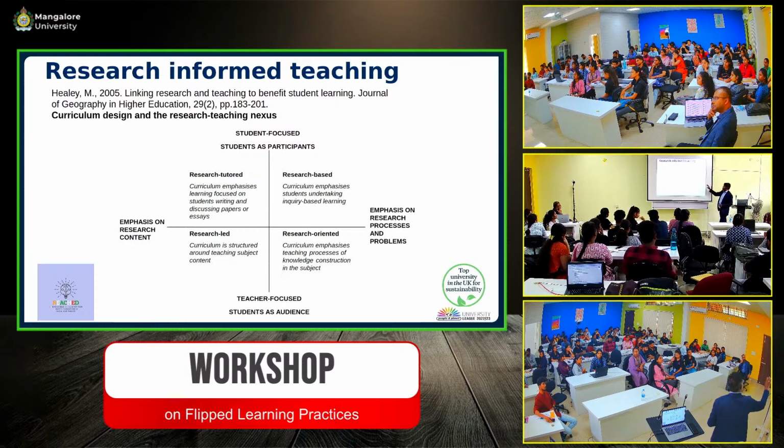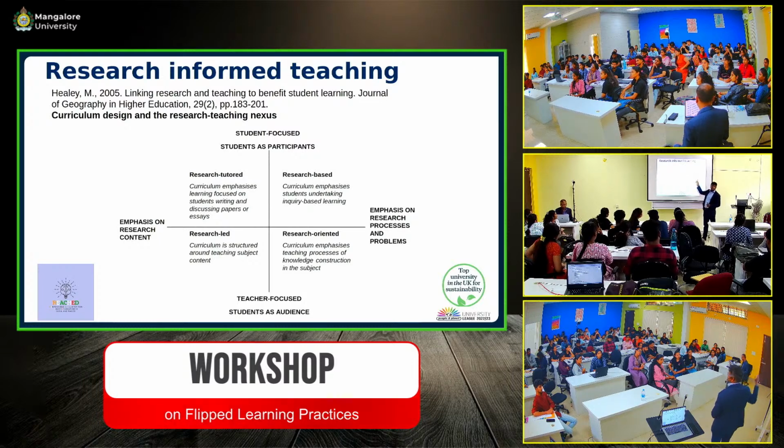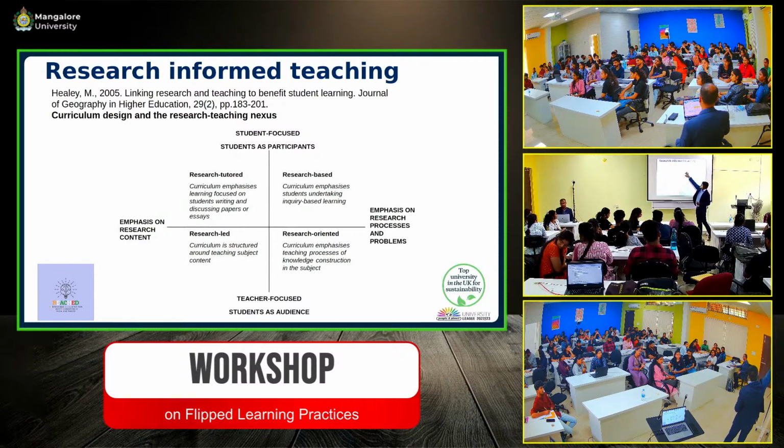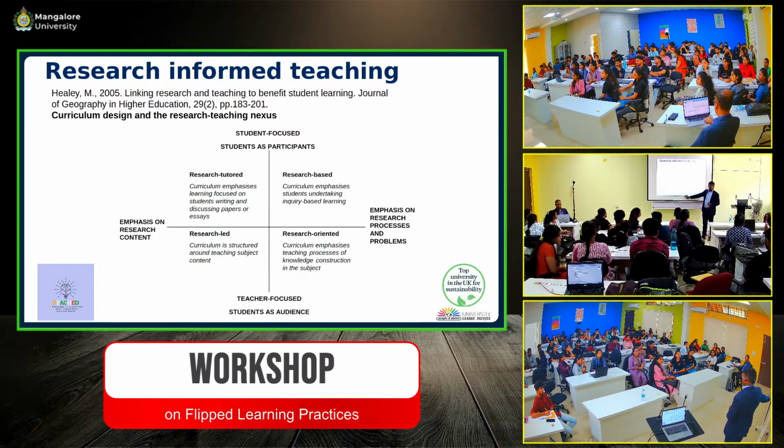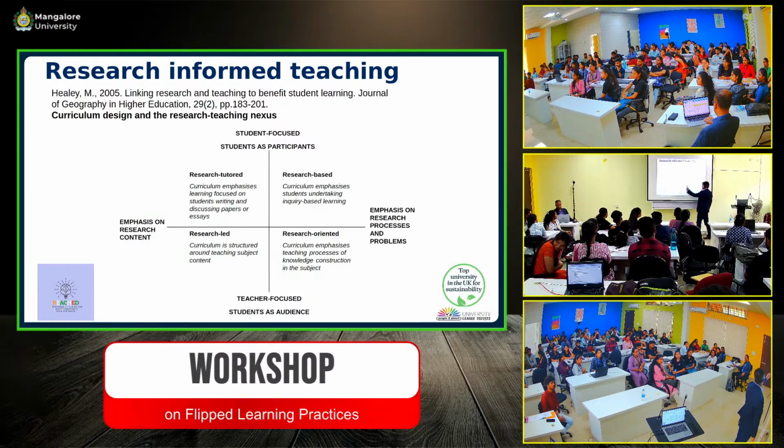And this is also a good diagram. I think you may have seen elsewhere as well. Curriculum design and the research teaching nexus. So how your focus should be. So student focus, the y-axis, and student as audience. You are just listening to the research lectures. Or your emphasis can be for content, for example, quantum cryptography or AI, or your emphasis can be for the approach, research approach. So you can practice your research informed teaching in all these four quadrants.